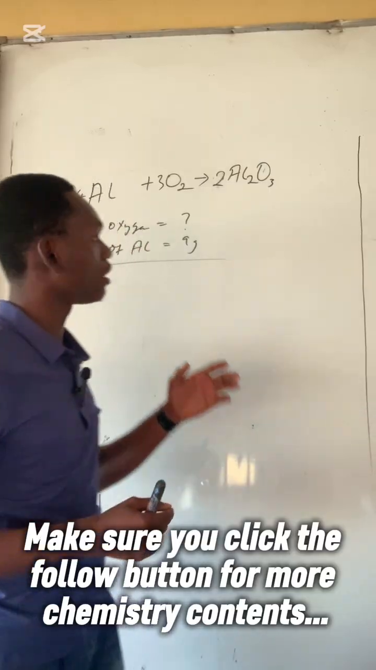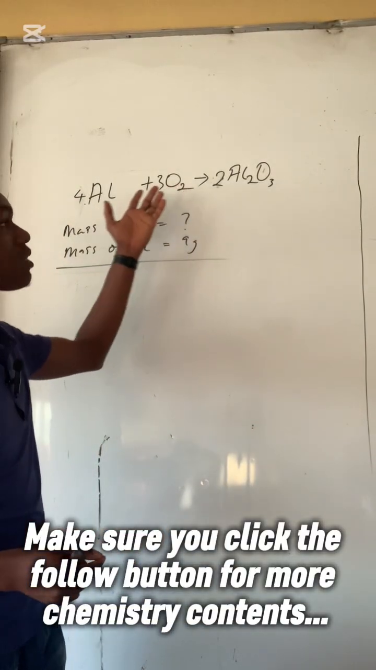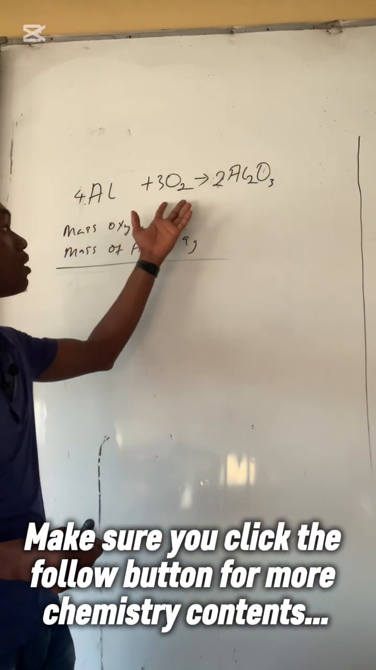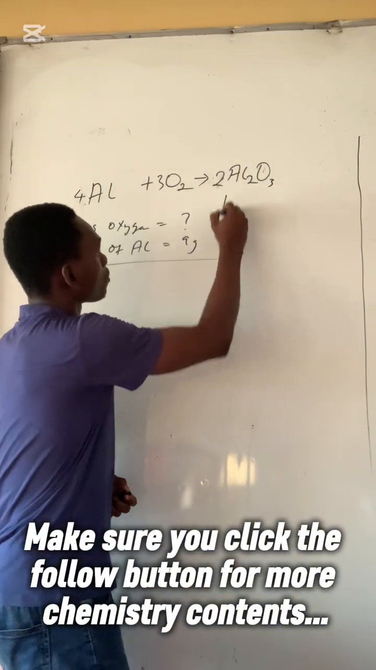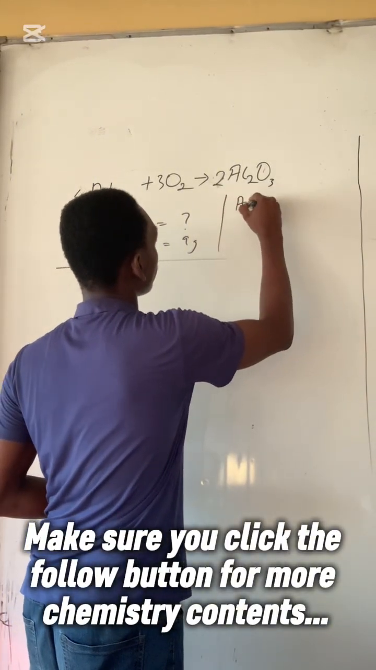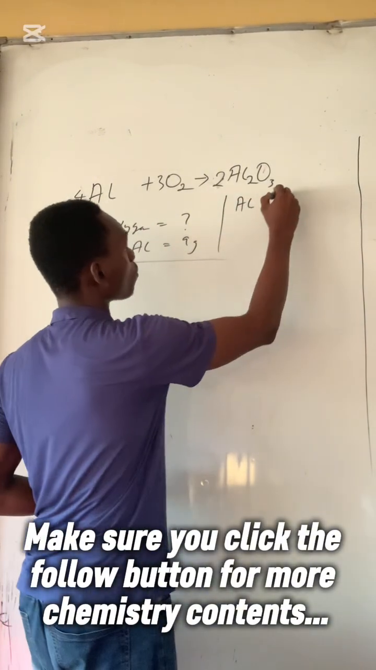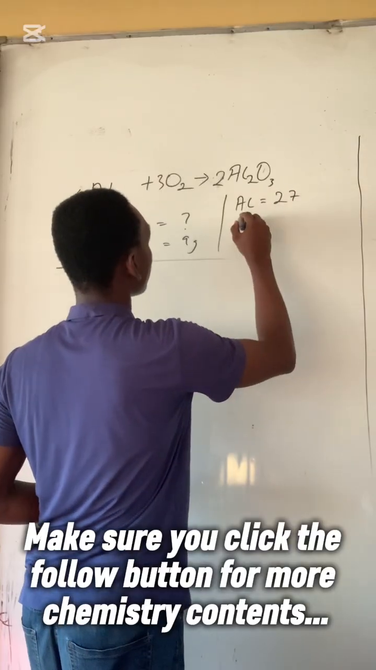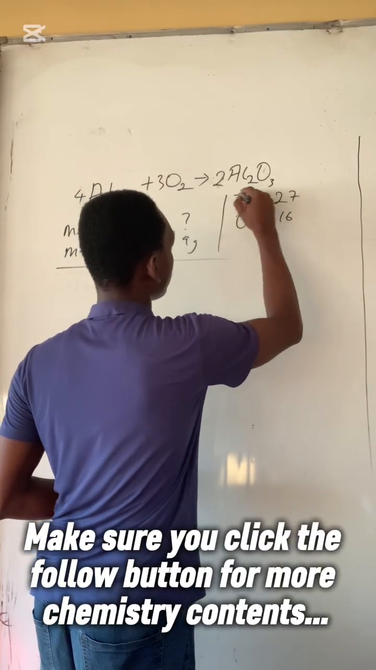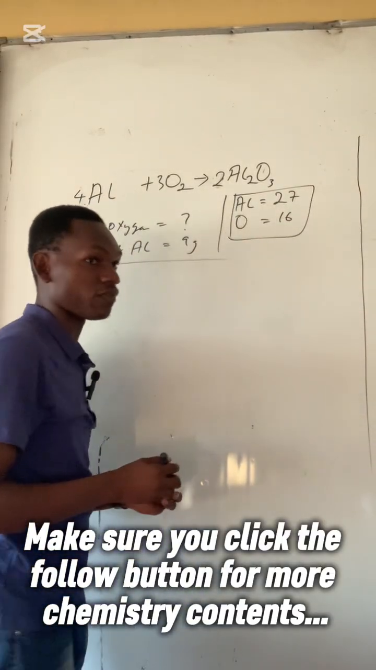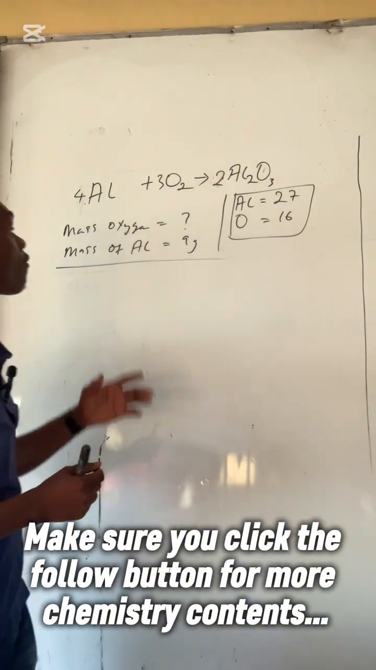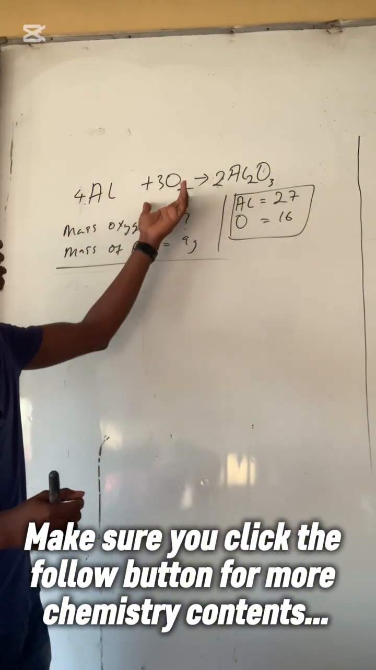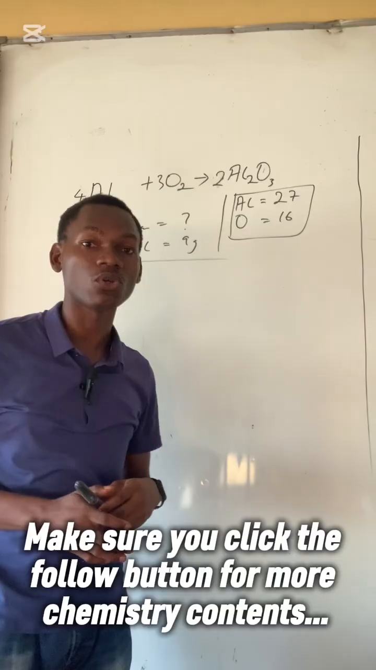Before we do that, we have to ask ourselves, what is the reacting mass of aluminium and oxygen? They also give us the atomic mass of aluminium. 1 mole of aluminium is equal to 27 and oxygen is 16. This is in the question, it was given to us, right? Now, we have to ask ourselves, what is the reacting mass of aluminium and oxygen to produce this aluminium oxide?